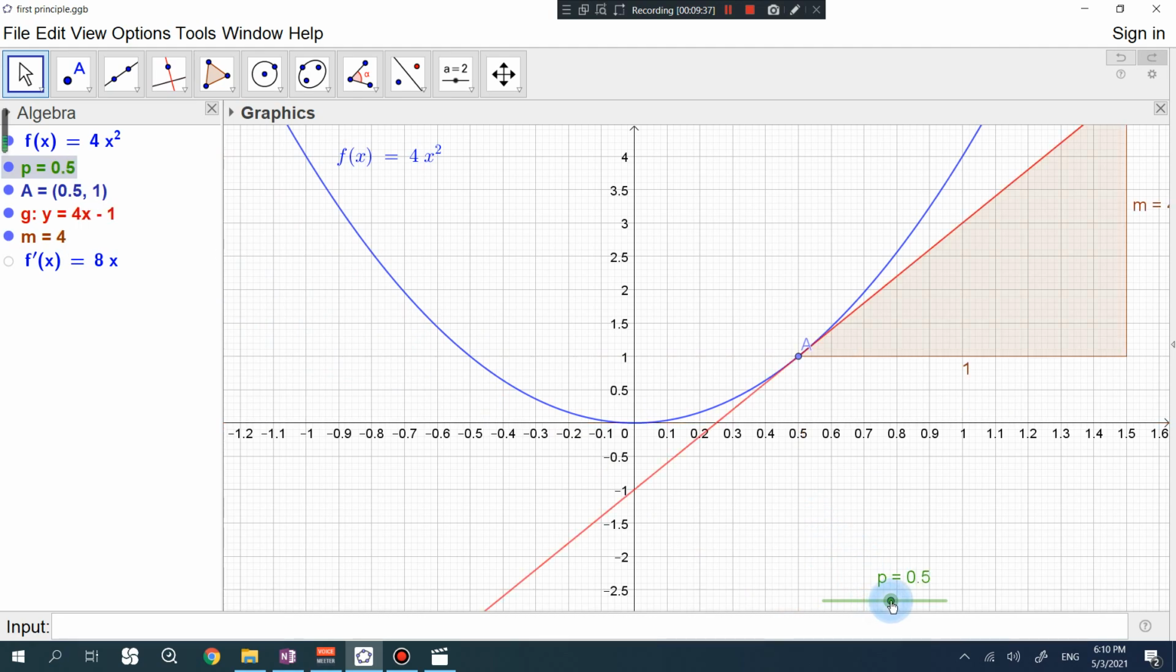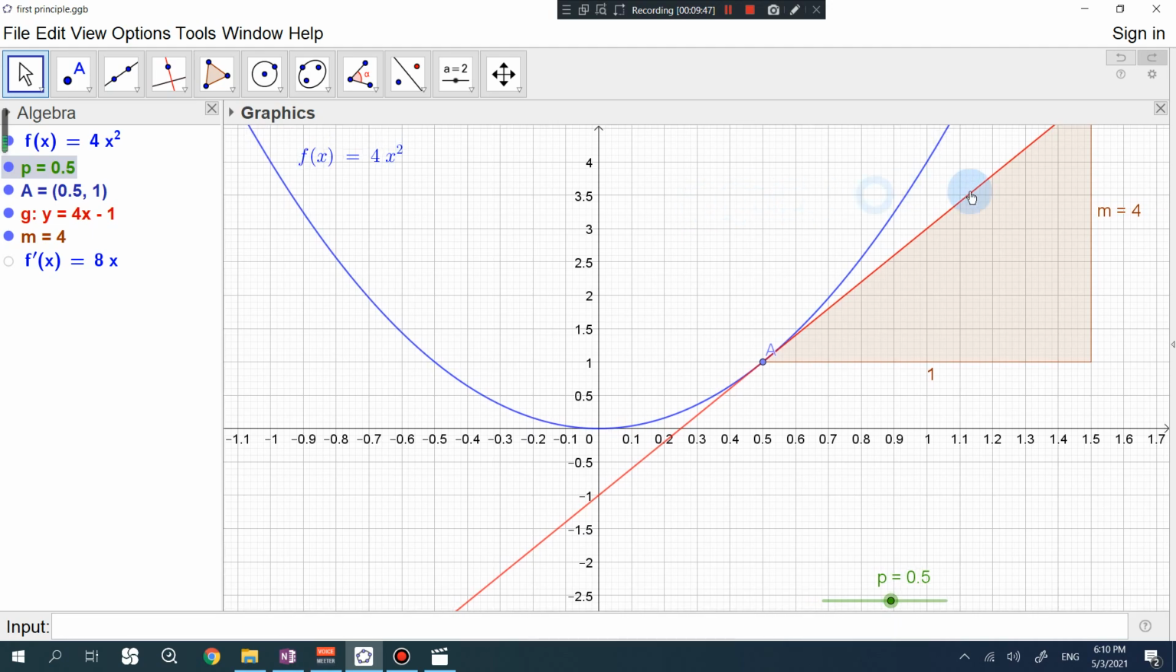So how about I change the other value? Now the coordinate of A is (0.5, 1). The gradient is 4. Can you see it? The gradient is 4. How do we get 4? We just take 0.5, plug in the gradient function, the first derivative, and we get the answer, which is 4.